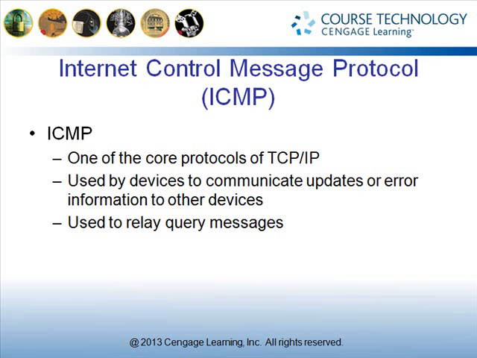We'll begin by talking about ICMP. We've mentioned ICMP in a previous chapter regarding how attackers use command and control systems. But ICMP is one of the core protocols of TCP/IP. It's used by devices to communicate updates or error information to other devices. These messages can be sent as a result of perhaps basic errors, maybe requests for service that was not available, or more advanced situations. Maybe a gateway doesn't have the buffering capability to forward a packet. So ICMP is also used to relay query messages as well.